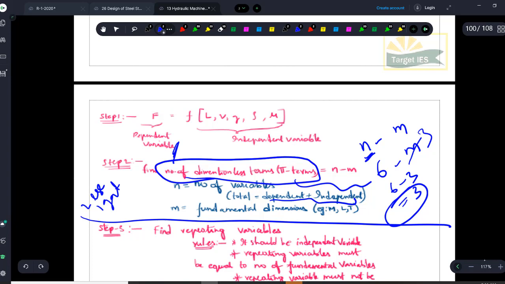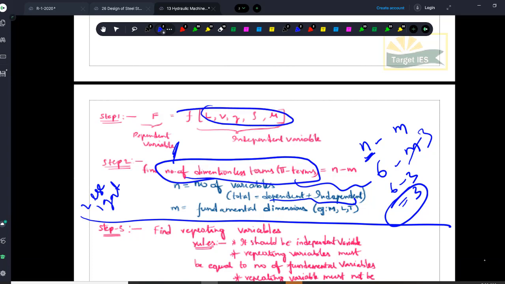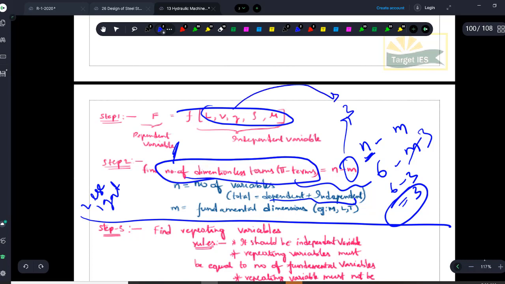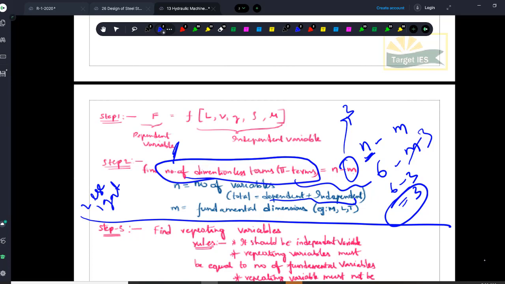You have to select some repeated variables, right? From this set of 5, you have to select repeated variables. How many repeated variables? Equal to m, the number of fundamental dimensions. The fundamental dimensions involved in this are 3, so I will be selecting any 3 as my repeating variables. Repeating variables, you cannot take just any. You cannot take repeating variables as you wish.